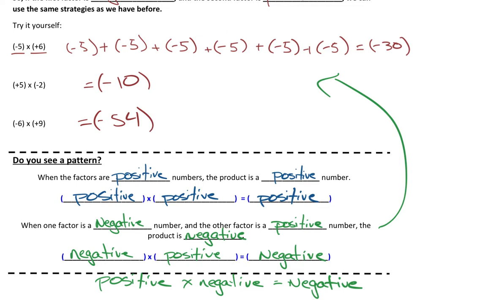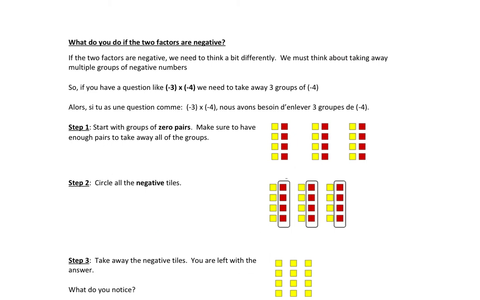And we see this pattern all the way through. And the pattern is actually going to carry over into division, because multiplication and division are related. So now, what would we do if both factors are negative? Well, we need to think a little bit differently.